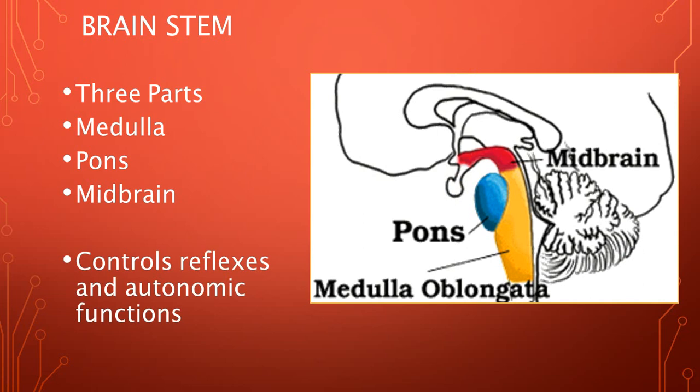So what does the brain stem do? It controls reflexes and autonomic functions. What does autonomic mean? It sort of sounds like automatic, doesn't it? We'll get to that, it's part of the PNS. It's the involuntary things, and reflexes. Reflexes would be where we're going to have a quick response.